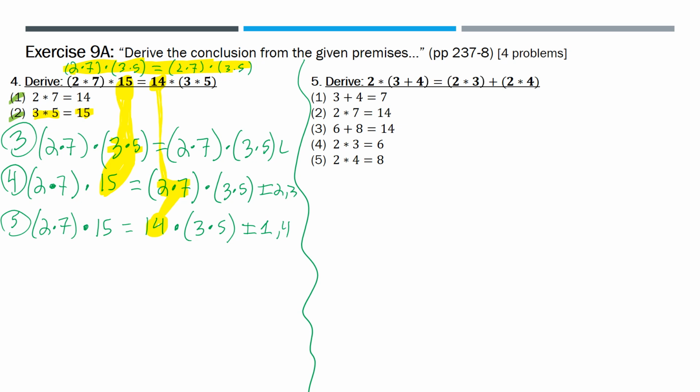For number 5, we have a lot of premises. We have 5 premises, in fact. So we want to prove that 2 times the quantity 3 plus 4 is equal to the quantity 2 times 3 plus the quantity 2 times 4. If you look at that conclusion we wish to derive, this is actually the distribution rule, okay? Because A times the quantity B plus C is equal to A times B plus A times C. So that's distribution.